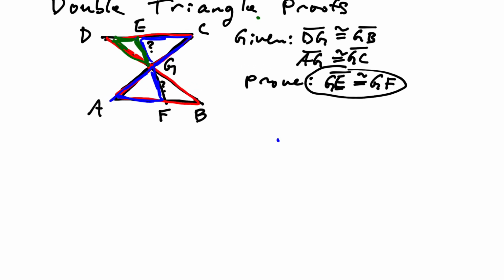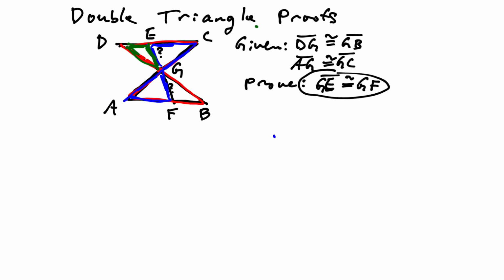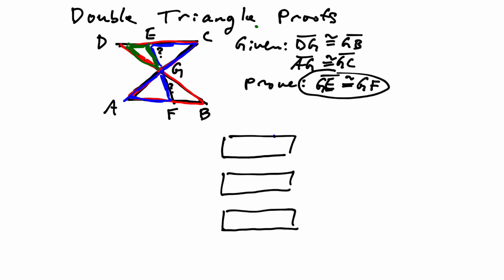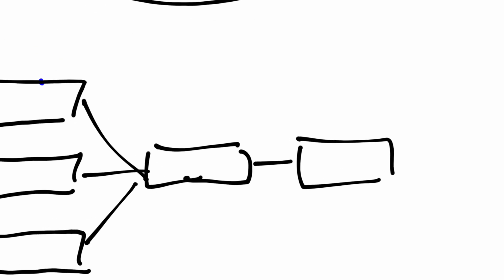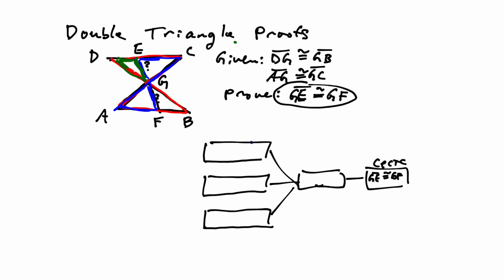Well, one way to visualize a proof is through what's called a flow diagram. I'm trying to prove the blue triangles congruent, because if I can, then I can say that GE is congruent to GF by CPCTC. So that's my plan: prove the blue triangles congruent. And let's just see, maybe this will be easy.